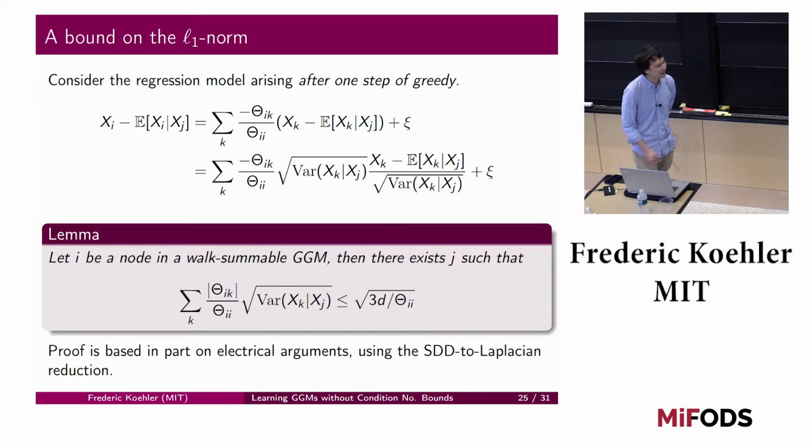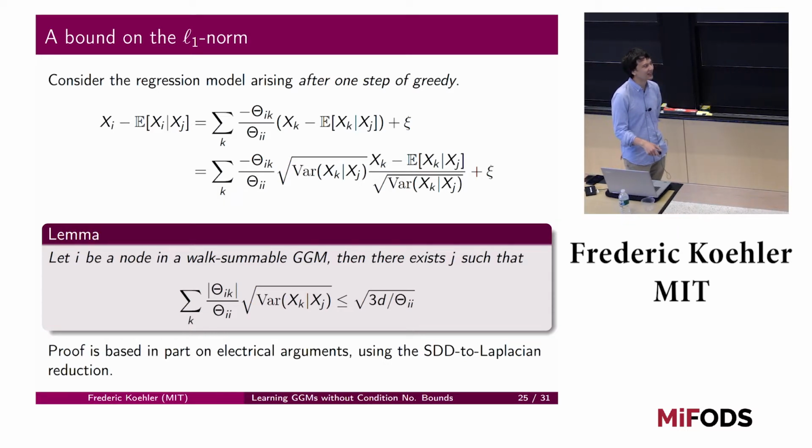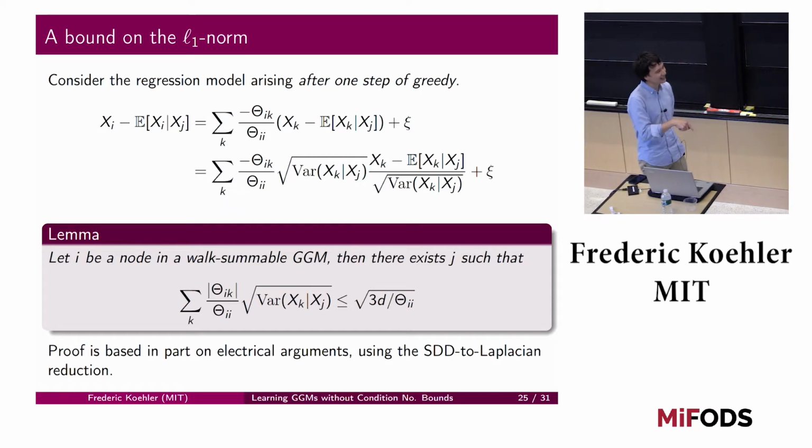It turns out that this quantity, the sum of theta ik over theta I, square root variance, is bounded by square root 3D over theta I. I don't really have time to include the complete proof, but the thing to think about is that I have a product of these 2 terms, theta ik and the variance. If theta ik is really big, then nodes I and k are really well connected. But that means that if I do 1 step of greedy, I could have picked node k, in which case I would have shrunk the variance at node I by a lot. So the variance at node I should be very small after 1 step of greedy, even if I didn't pick k.